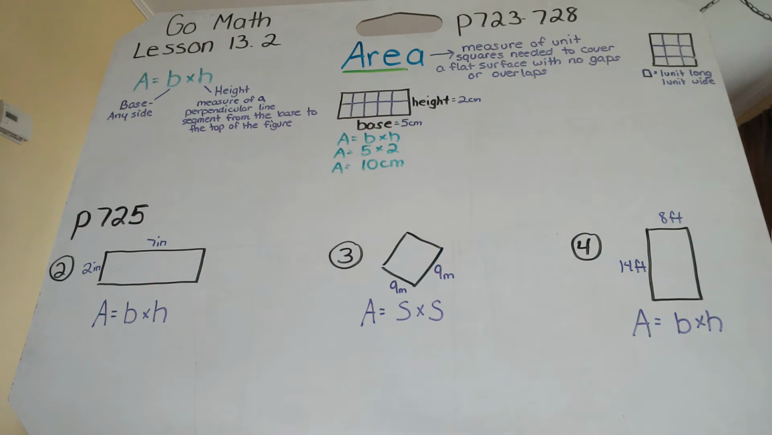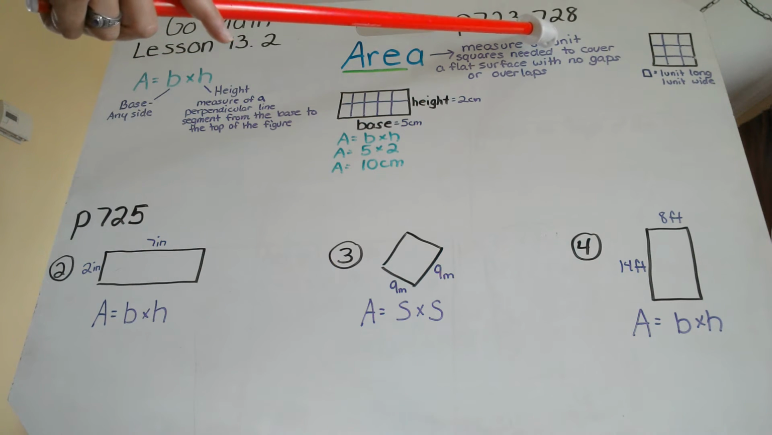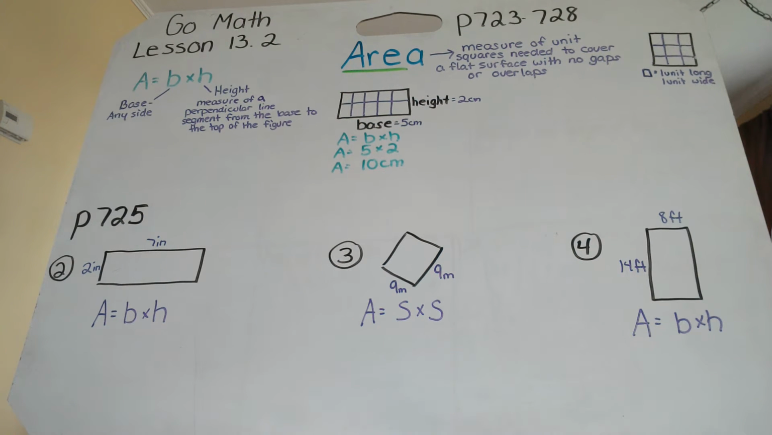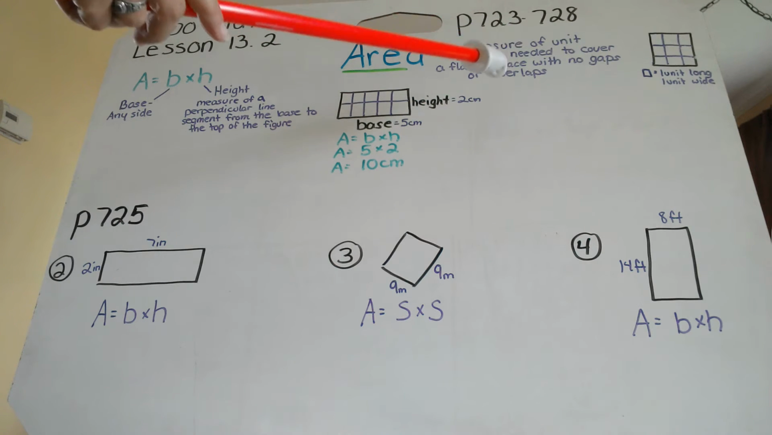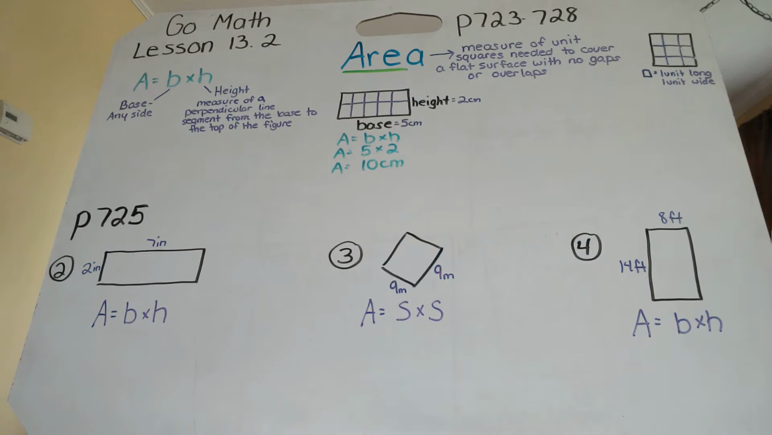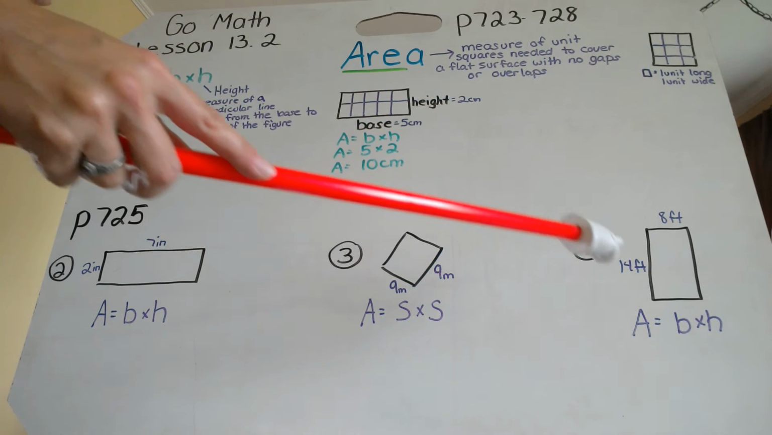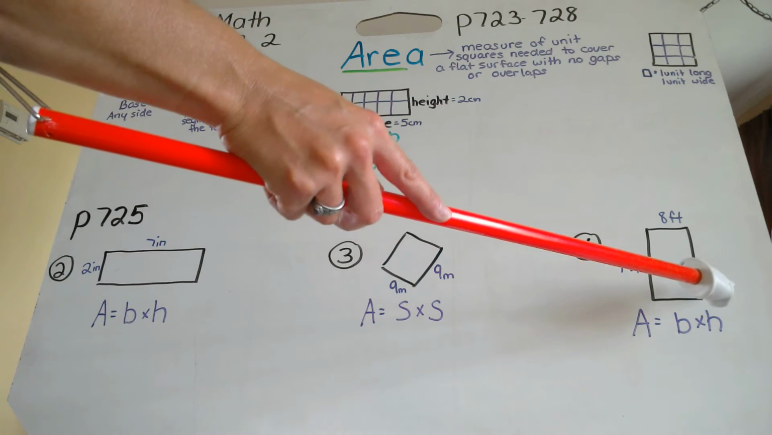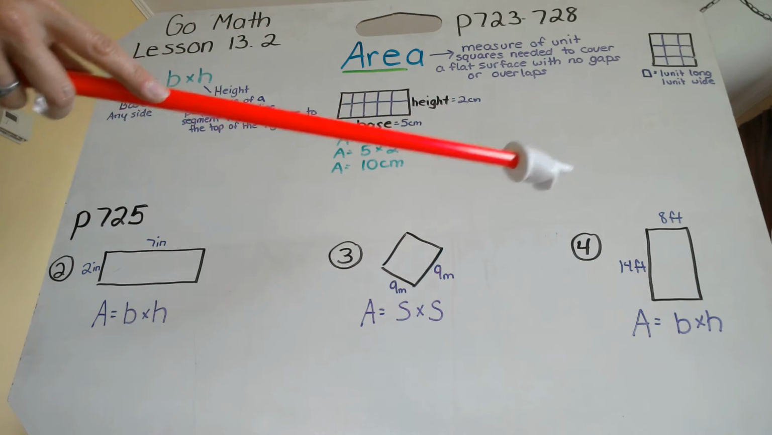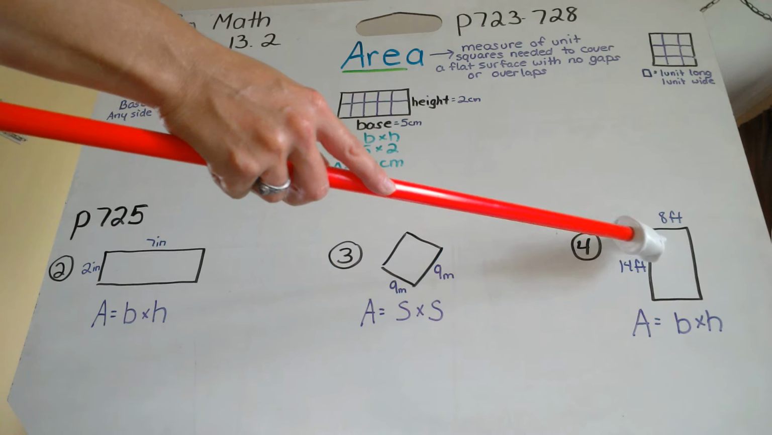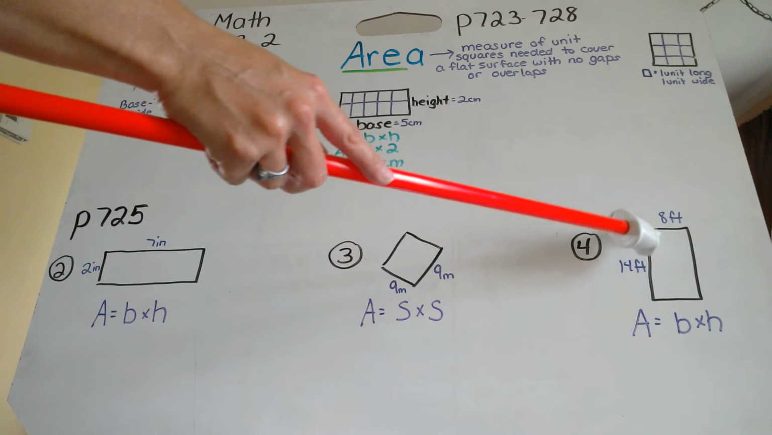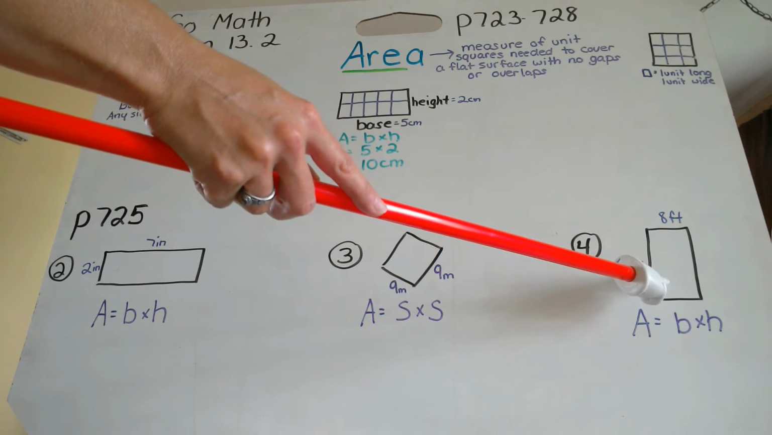Everybody. Today we are going to talk about area, which is Go Math Lesson 13.2, and it's pages 723 to 728. Okay? So, area is the measure of unit squares needed to cover a flat surface with no gaps or overlaps. So, the other day we talked about perimeter, and we said perimeter was the measure of the outside of this shape. Today we are going to talk about area, and what area is how many unit squares we can fit on the inside of this shape, okay, or this figure.